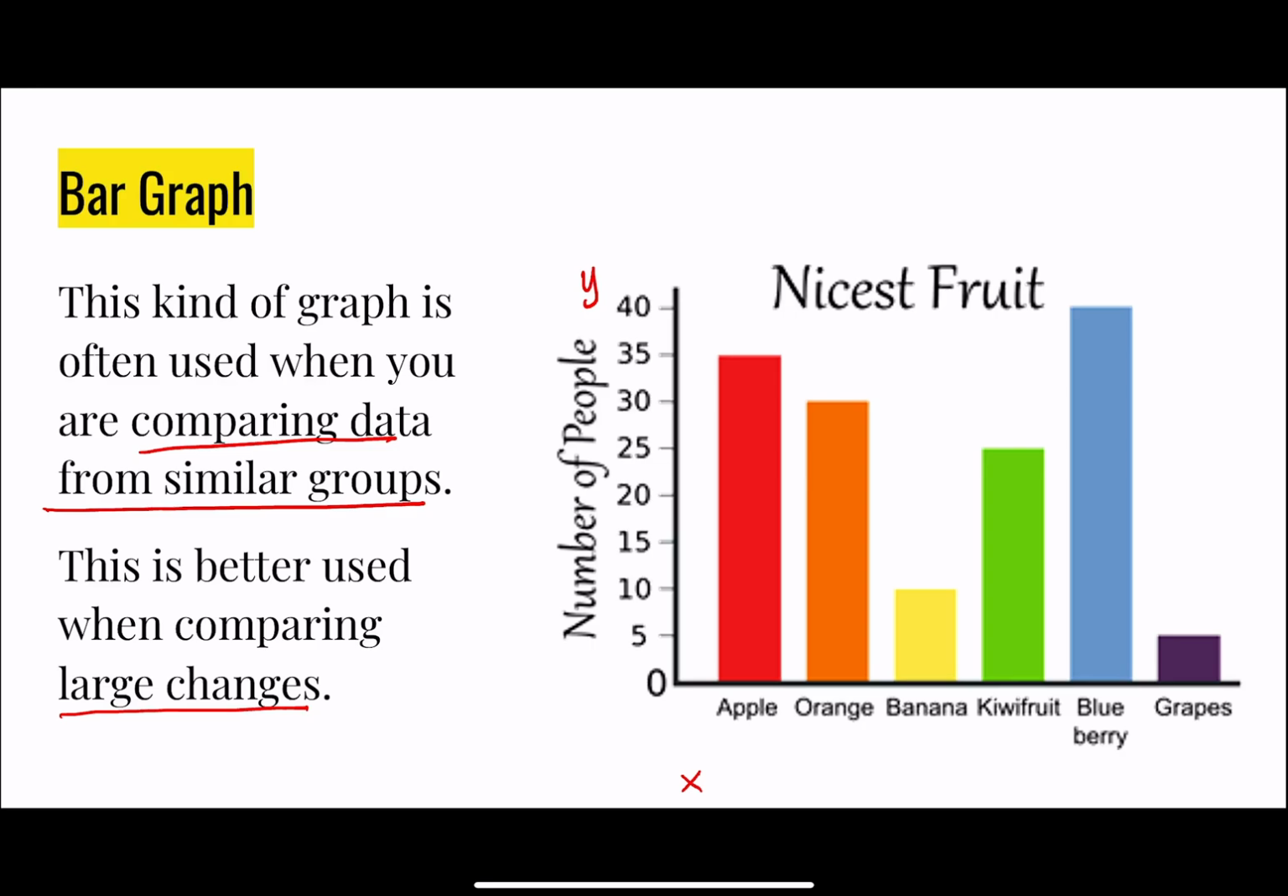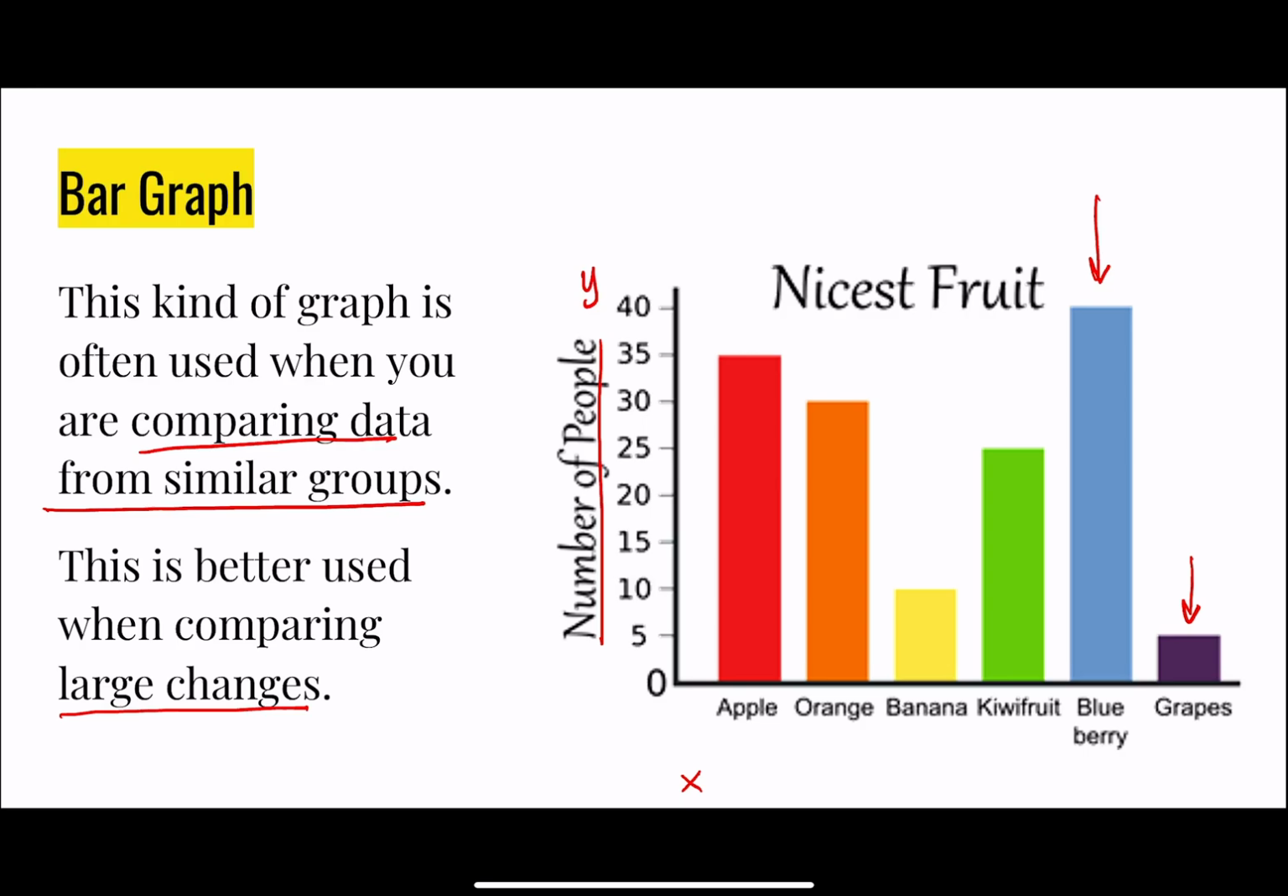So this one looks like it was a survey. I know that because it says number of people, right? So they probably took a survey asking how many of them think either one of these fruits are the best fruit, right? And just by looking at that graph, you should be able to tell me that the blueberry is the one that is the nicest fruit according to 40 people, right? And then hopefully you can also tell me that grapes, unfortunately, seems to be the one that people think is not the nicest fruit, right?